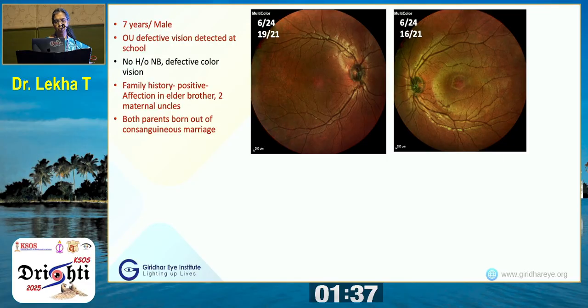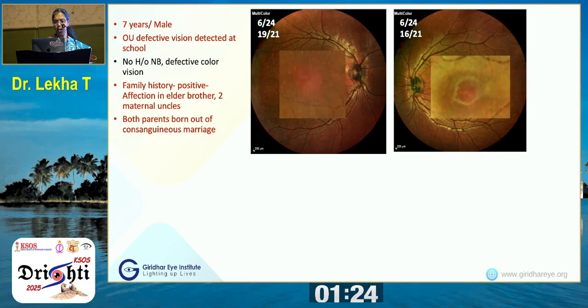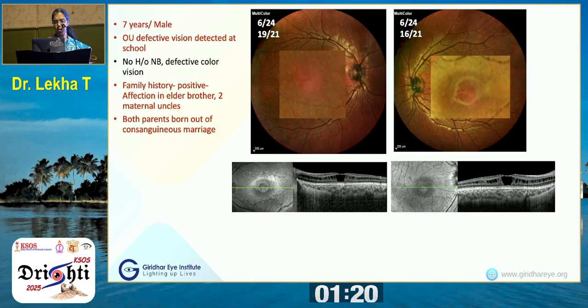Now, this is a 7-year-old boy with defective vision detected at school. Family history was positive, but note that it is the brother and the uncles who are affected, and both parents were born of consanguineous marriage. Vision was 6/24, color vision also mildly affected. A careful examination could see some schitic changes, but it's not so clear in this photograph.